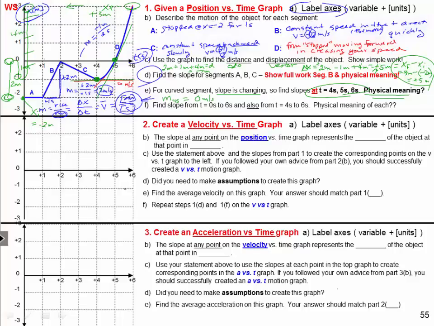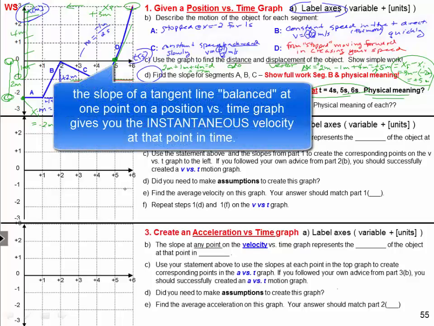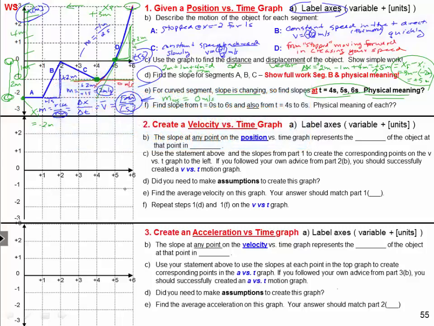And then I can take the slope of this tangent. You'll notice the slope of this tangent right here is, the rise is plus 2 meters over plus 1 second. So the slope at time equals 5 seconds is positive 2 meters per second. Sure enough, as we set up above in part D, we start at no speed and we're increasing our speed. 1 second later, we're moving 2 meters per second.